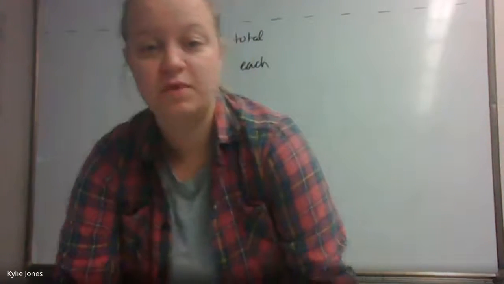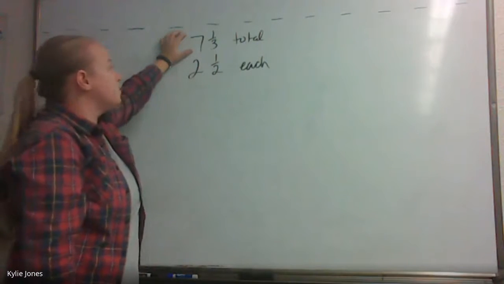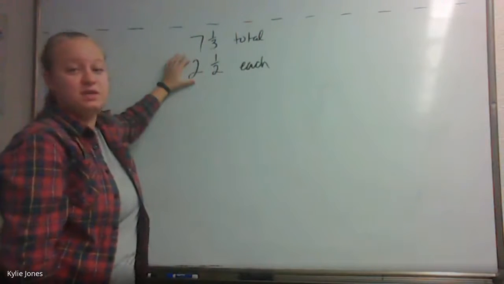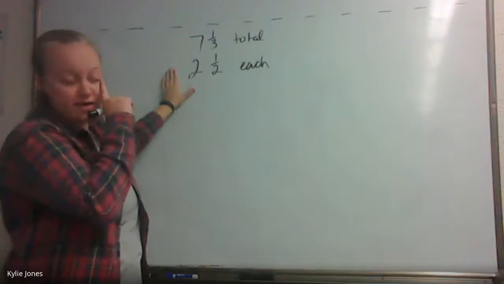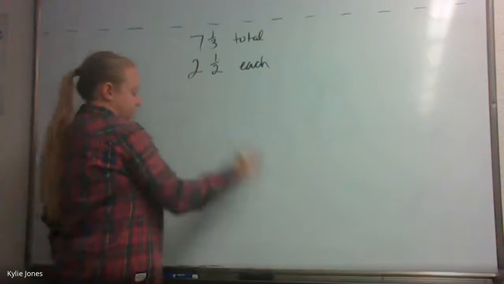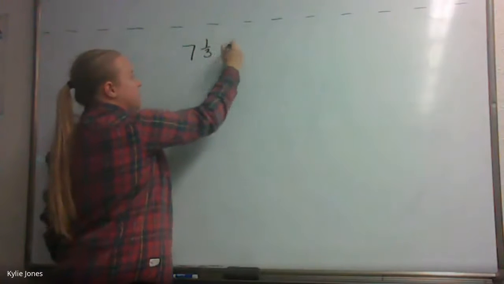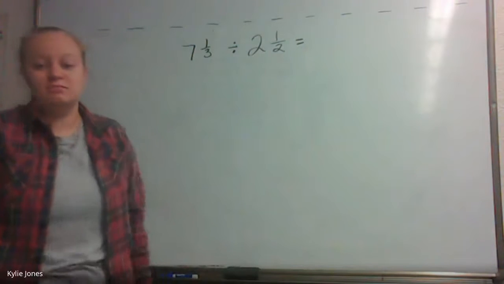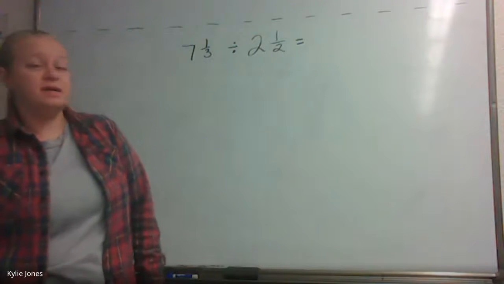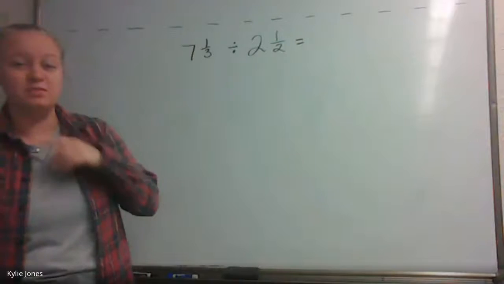All right, so if we have 7 1/3 cups of sugar total, and we're splitting it into 2.5 cups each, we're going to take our first number, 7 1/3, and divide it by 2.5 to figure out how many cakes she can make total. But as we learned yesterday, we can't just divide this. What do I have to do to it first? Make it a proper fraction. We need to make these improper fractions.